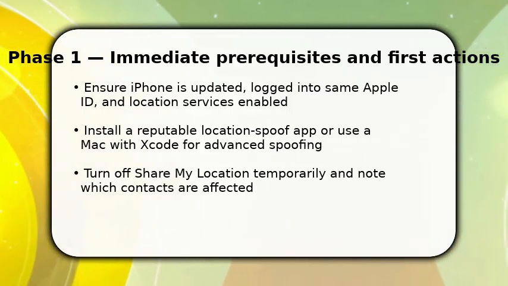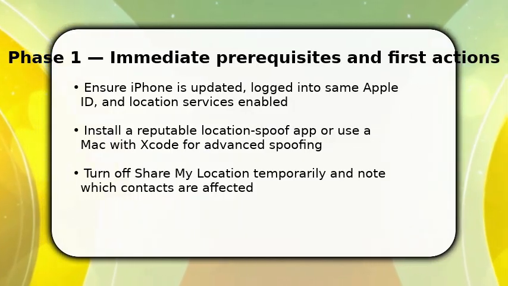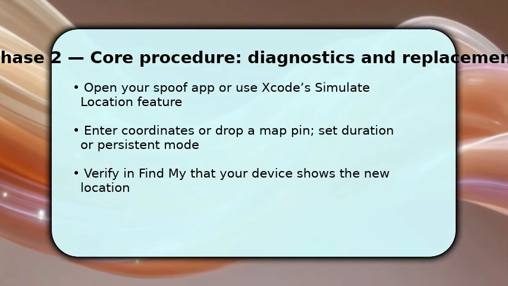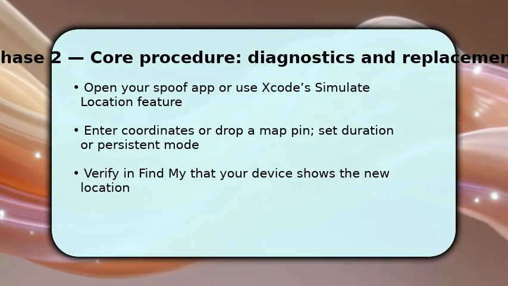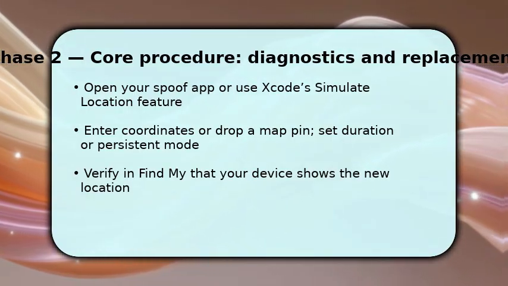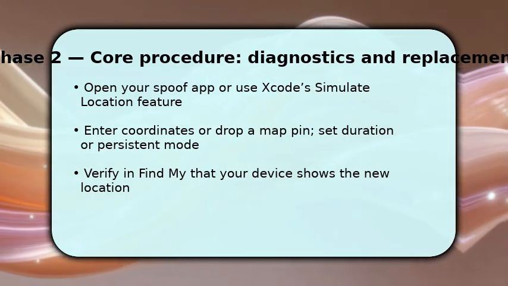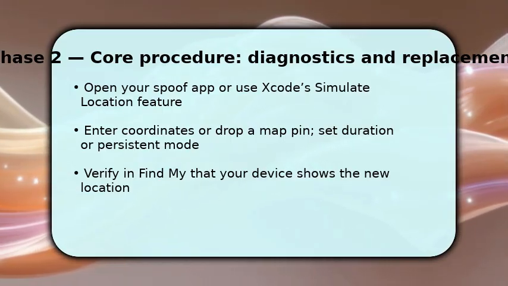Once done, prepare the target coordinates or map pin where you want to appear, and make sure you remember to disable real-time location sharing. Now you'll push the fake location to the device. If you use an app, grant it location permission and paste the coordinates, then activate the spoof. If using Xcode, open Devices and Simulators, select your device and simulate a location file or coordinate, press Run.